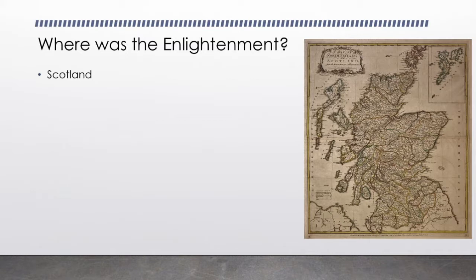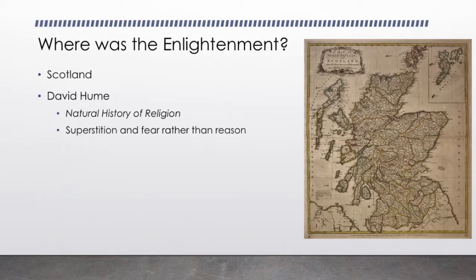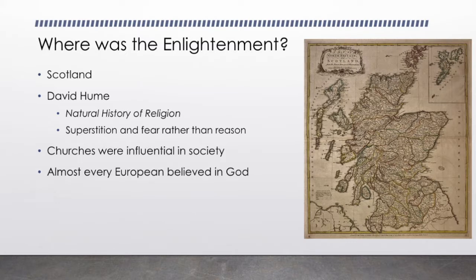In Scotland, philosopher David Hume's The Natural History of Religion argued that belief in God rested on superstition and fear rather than reason. At this time, criticisms of religion were risky because every church, no matter what denomination, had a lot of influence within society, and almost every European believed in God at this point. Additionally, many people believed that religion was an essential foundation of a good society and government.